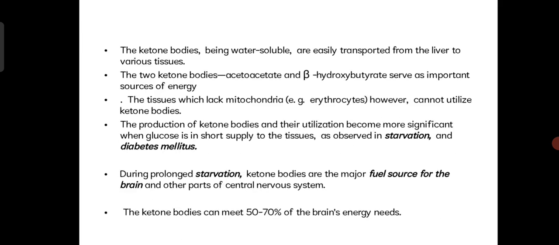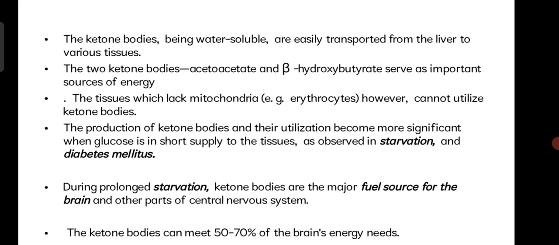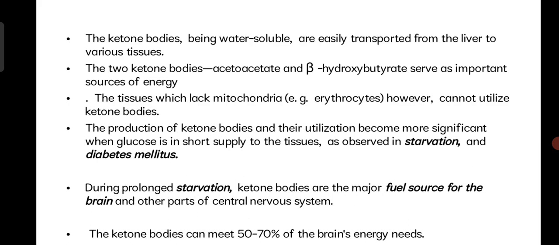We have already discussed that these ketone bodies are water soluble, so they are easily transferred from the liver. This acetoacetate and beta hydroxybutyrate are very important ketone bodies. They produce more energy. So in mitochondria, ketone body utilization will now take place.